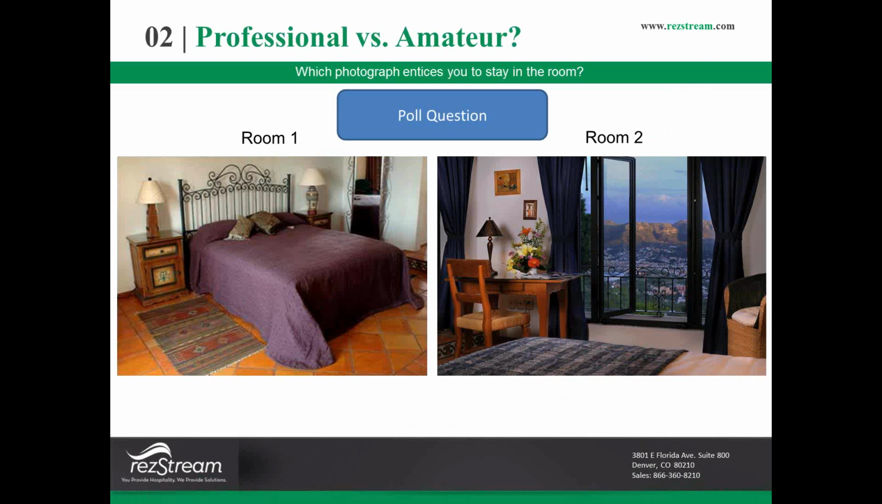Okay, guys, I want you to participate in a poll question if you don't mind. So before I display this poll question, I'd like you to look at these two pictures, room 1 versus room 2, and decide which of these photographs entices you to stay in the room. Is one of these more representative of what you'd like to see? We'd be curious to get your feedback here.